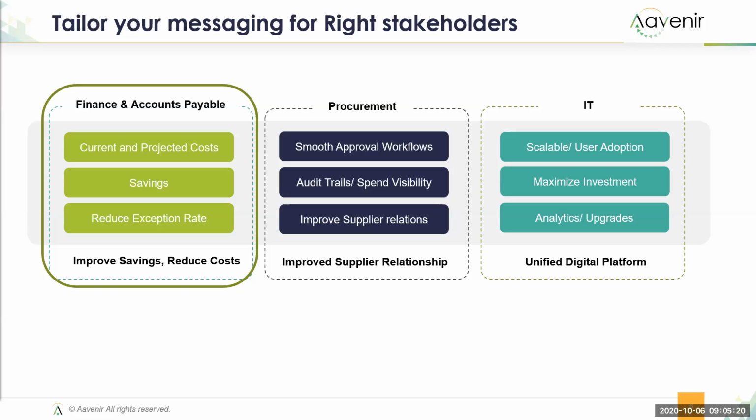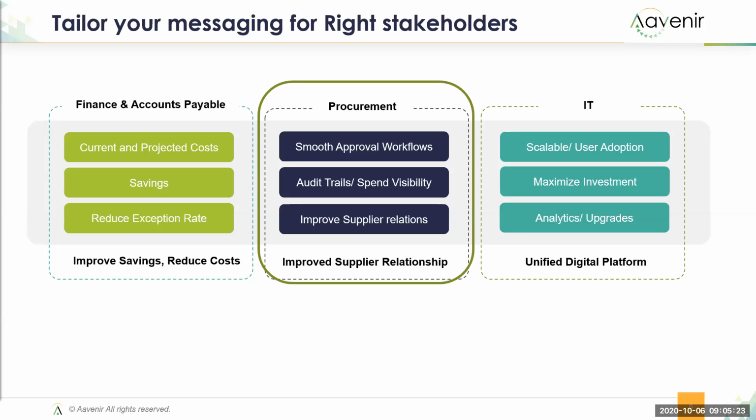Now, when you reach out to procurement, you would try to ensure that the approval process can be improved. You will talk about how the validation can be improved. So eventually you want to tell them how AP automation can help you improve spend and improve supplier management.